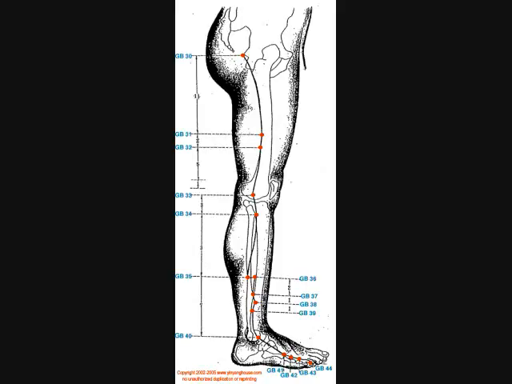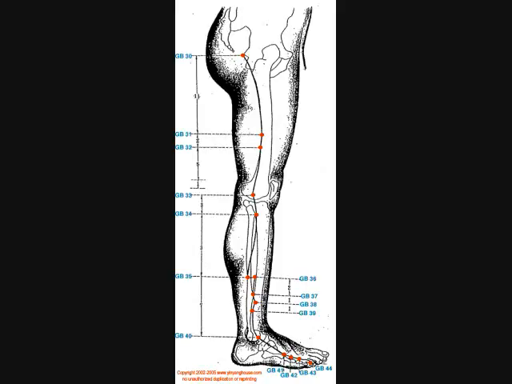GB35, 7 tsun above the tip of the external malleolus on the posterior border of the fibula. GB36, 7 tsun above the tip of the external malleolus on the anterior border of the fibula. GB37, 5 tsun directly above the tip of the external malleolus on the anterior border of the fibula.